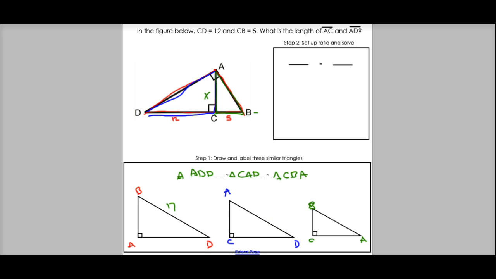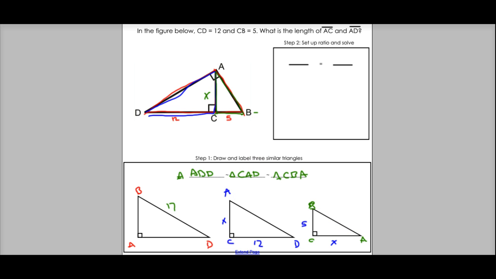Our next triangle, our smaller guy right here. Do I know what AC is? Yeah, that's X. That's what we're looking for. Do I know what CD is? Yep, that's 12. And do I know what AD is? Nope, I just have to leave that blank. And finally, my small little triangle. Do I know what CB is? Yeah, that's 5. Do I know what CA is? Yep, that's X. And do I know what AB is? No, that's by itself. So we did our labeling.